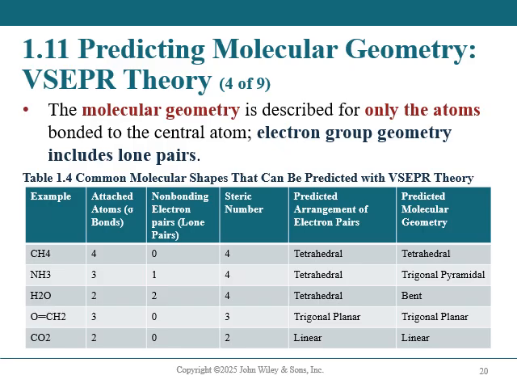The molecular geometry is described for only the atoms bonded to the central atom. Electron group geometry includes lone pairs. It's important to make this distinction because in many cases, whether or not you have lone pairs will make a rather large difference in the geometry associated with any given molecule.